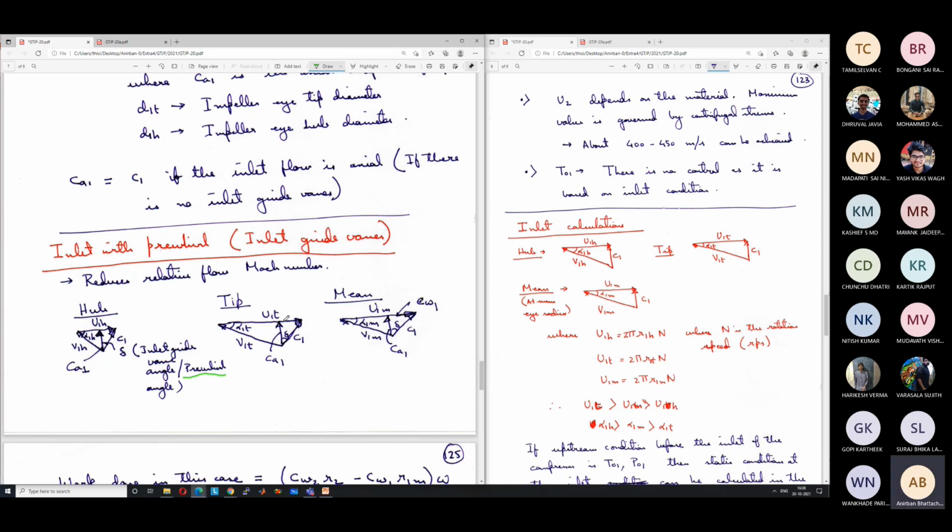What will happen to the work input and pressure rise? We want to provide as much work as possible so that we get the highest pressure rise. So if we introduce inlet guide vane, will the pressure rise remain the same or will it increase or decrease?